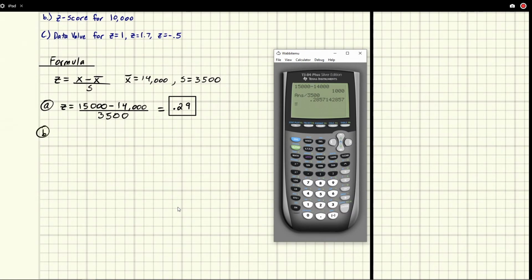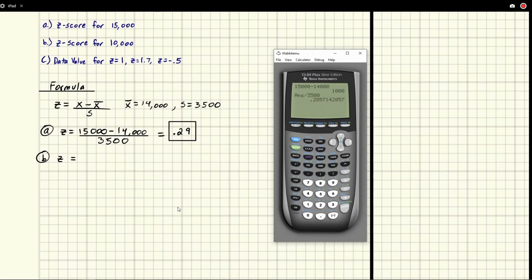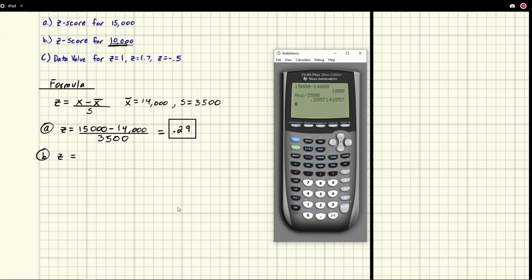So next up, we've got B. This is going to be z is equal, and it's the same deal except they changed X. X is now 10,000. That's the data value. They say, hey, where does this data value lie, how close is that in terms of z-scores? So they say, okay, well, 10,000. Remember, z-score is kind of a useful way of talking about how far away something is from the mean.